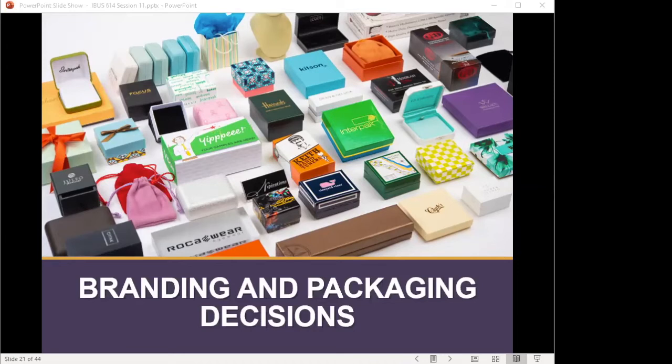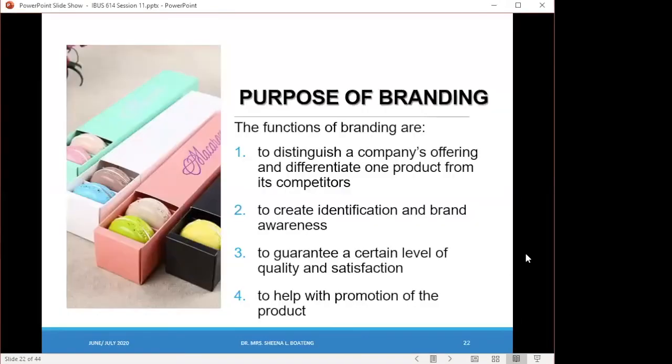All right. Now, still on the issue of the product, we are talking about branding and packaging decisions. And again, here we can decide to either adapt or standardize, right? So let's go into it. Now, what is the purpose of branding? Branding is basically to help us, one, distinguish the company's offering and differentiate one product from its competitors. And then to also identify your product and create awareness for it among your prospective clientele.